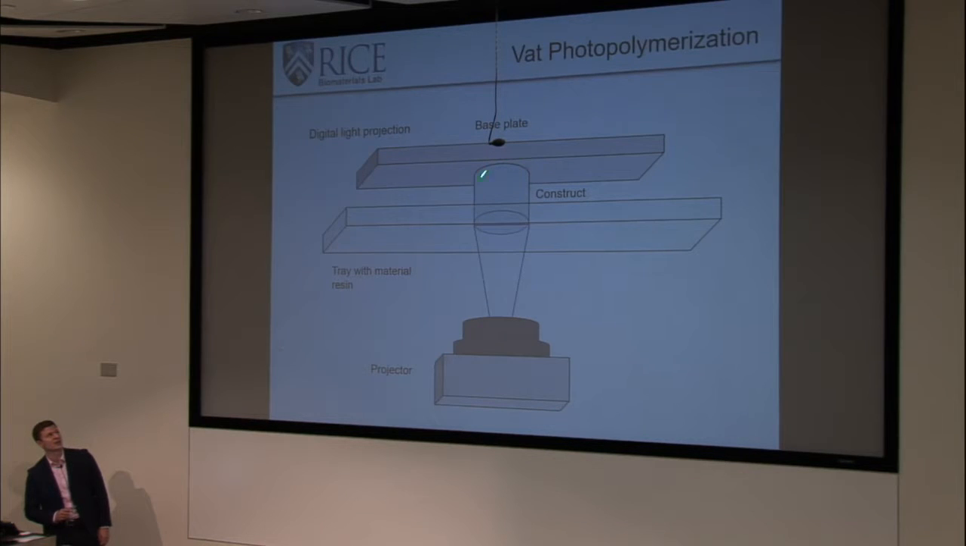Again, first layer anchoring, just like I talked about in the extrusion process, is absolutely crucial, because if your object doesn't stick here, if you can't figure out the properties to make your object stick to a base plate, you're not going to be able to produce any three-dimensional object.